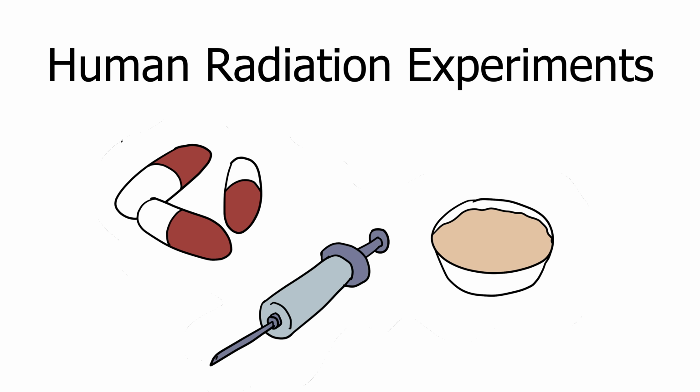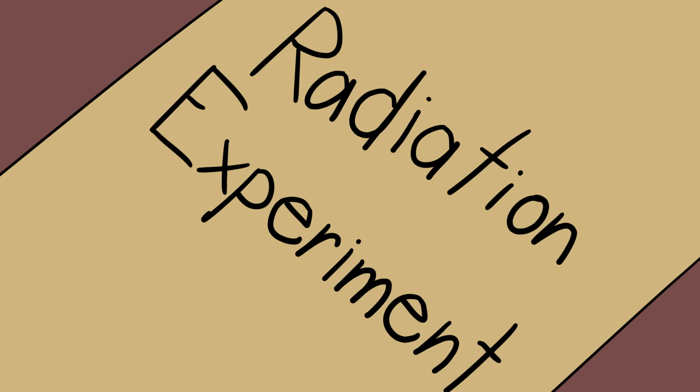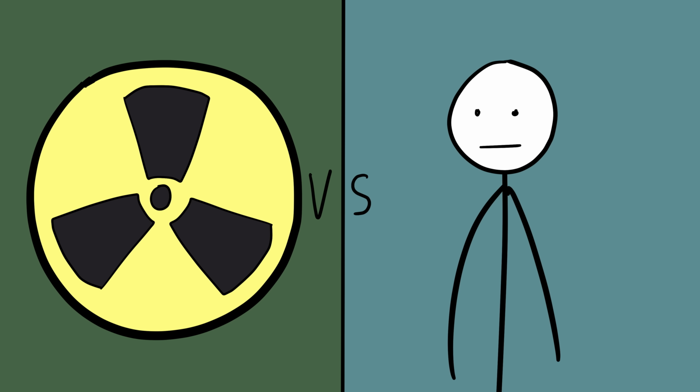Number 1. The Human Radiation Experiments. The Cold War was full of secret tests, and many involved radiation. Between the 1940s and 1970s, the US government funded experiments to see how the human body reacted to radioactive materials. The participants weren't volunteers. In many cases, they didn't even know what was happening.